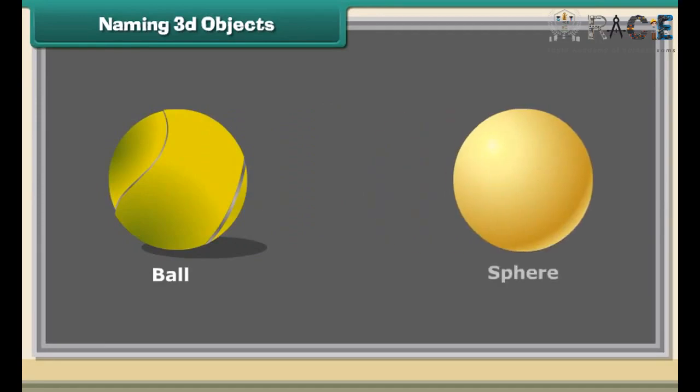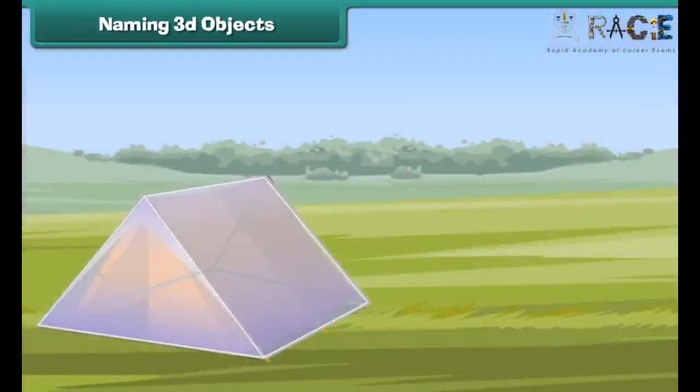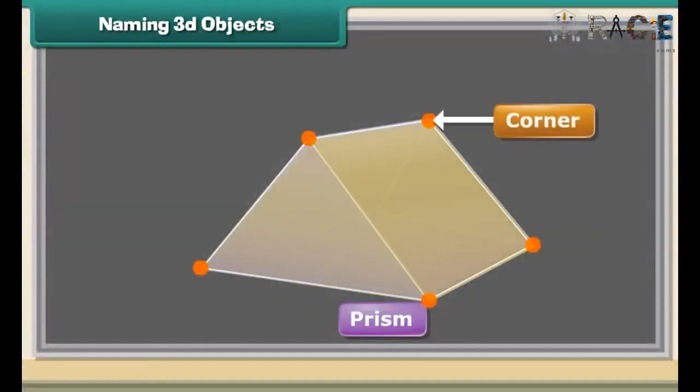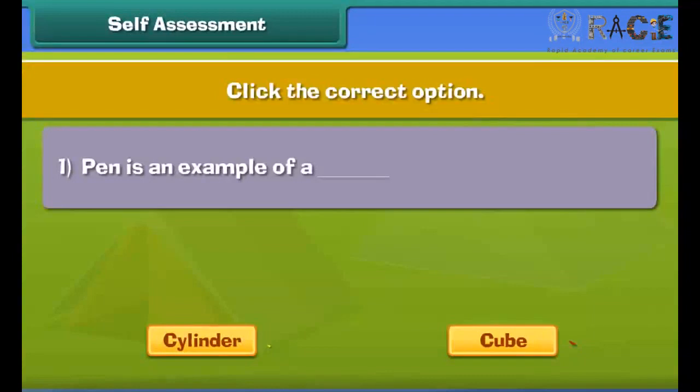A ball is a sphere. It has a round surface. A tent is a prism. It has corners and flat surfaces.